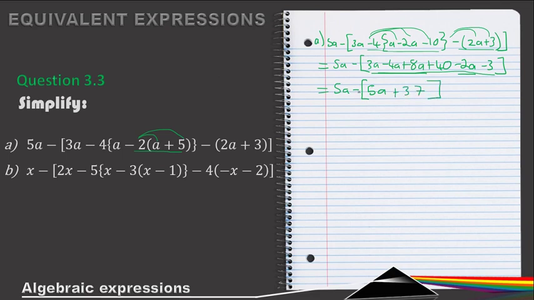Okay. Now in front of this bracket we have a negative which we take in, and this gives me 5a minus 5a minus 37. And my final answer, 5a minus 5a is 0. My final answer is just negative 37.